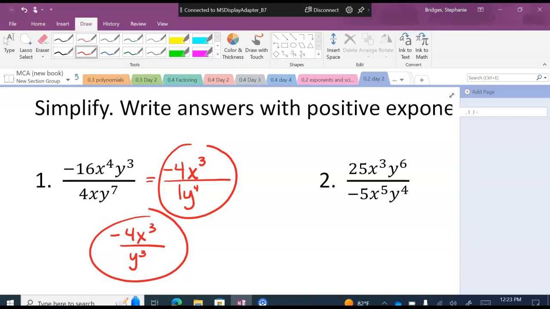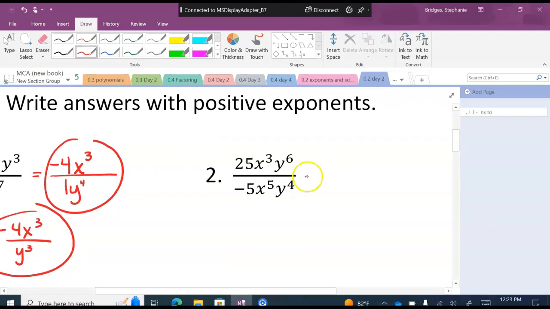Question, what can 25 and negative 5 divide by? 5, okay. So 25 divided by 5 is 5. Negative 5 divided by 5 is negative 1. How many x's do I have at the top? How many do I have at the bottom? Where do I have the most? How many more? 2. Okay, so those 2 x's are going to stay at the bottom.